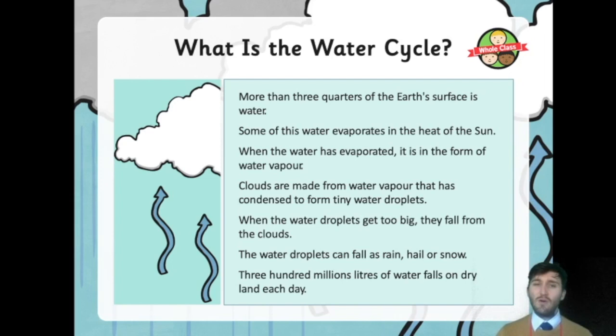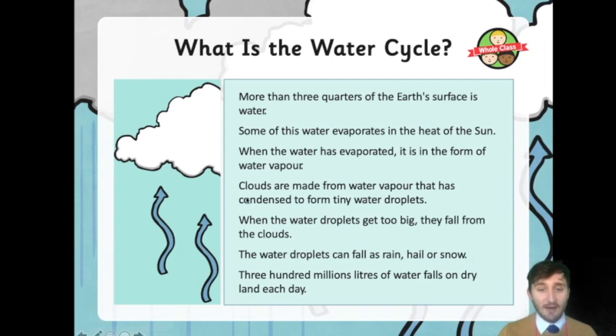So firstly, what is the water cycle? Well, more than three quarters of the Earth's surface is water. And some of this water evaporates in the heat of the sun. And when the water has evaporated, it's in the form of water vapour. So this is what we did yesterday when you were doing your experiments at home. You were putting different cups around your house, and you were seeing what makes water evaporate, because it doesn't just disappear, does it? It evaporates and it then turns into water vapour.